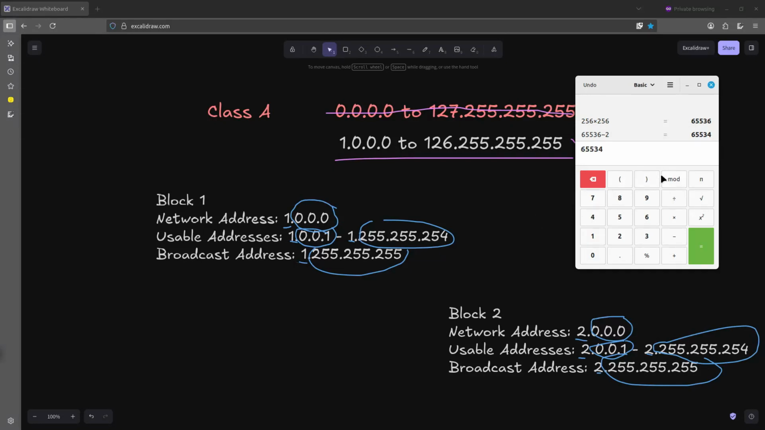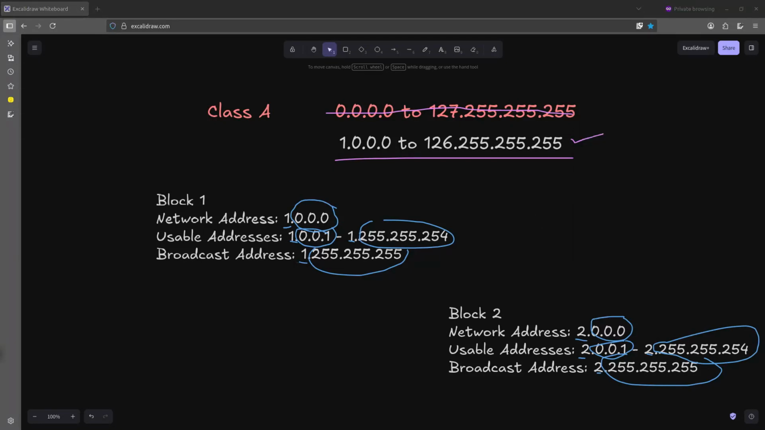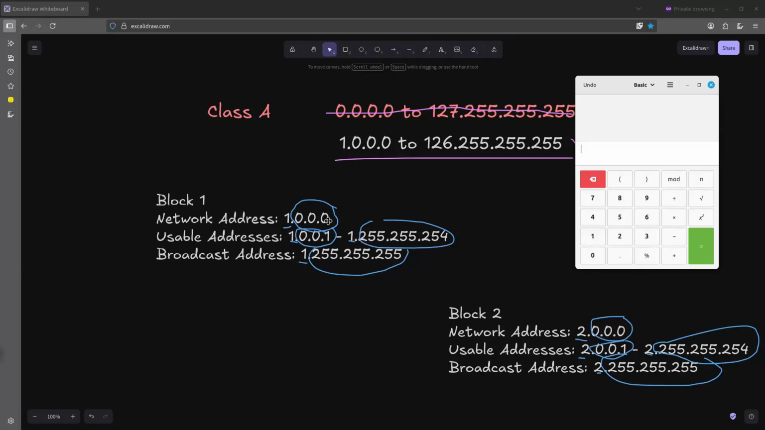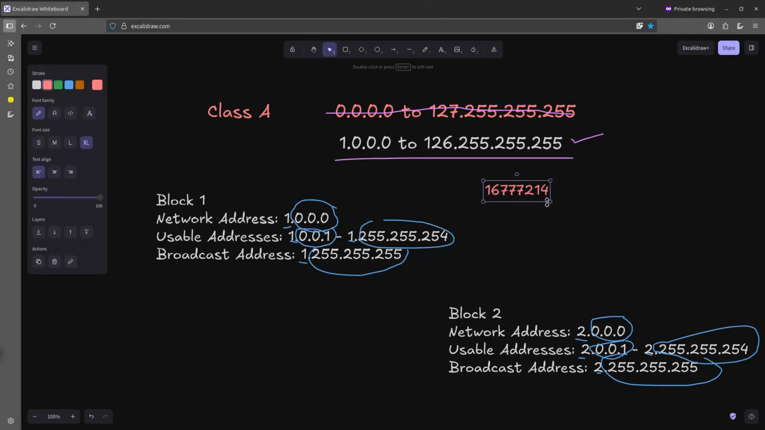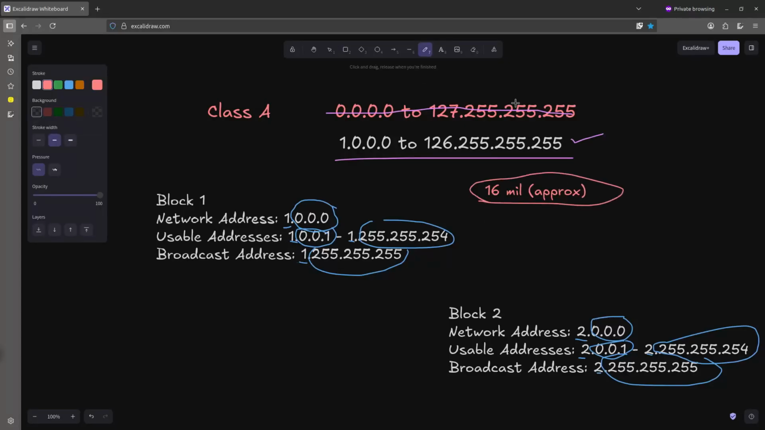So yeah, since we have the option to open up a calculator, it will be just 1 second. Since the first part is the network part, which is locked, the rest 3 are host part, we have the option: 256 into 256 into 256. That is 16 million whatever. If we minus 2, it will be this, 16 million whatever. So in this one, we have 16 million approximately usable IP addresses.